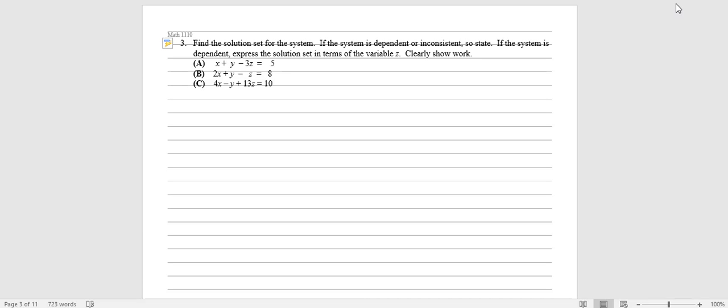Here's our third system. I look at the system and realize the easiest thing for me to do is to eliminate y first, just because of the nature of the coefficients on y in all three of the equations. So I see that if I use equation A and C, I simply need to add them together.